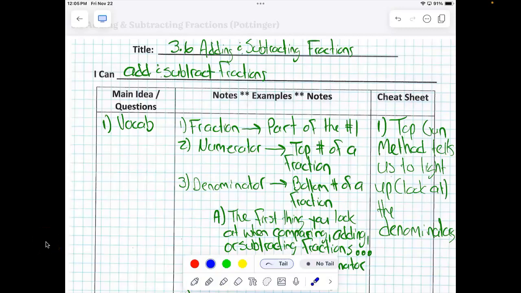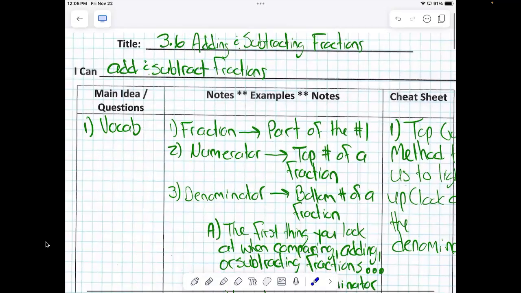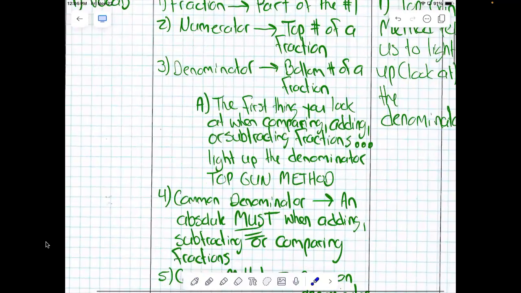Today we finished adding and subtracting fractions. Can you add and subtract fractions? Yes. All right, a fraction, we know what a fraction is, part of the number one. Are there a lot more definitions for a fraction than that? Yes. You know where the numerator is on a fraction, you know where the denominator is on a fraction, but the denominator is kind of special, right? Yes. So the denominator is the first thing we look at when we're comparing, adding, or subtracting fractions.